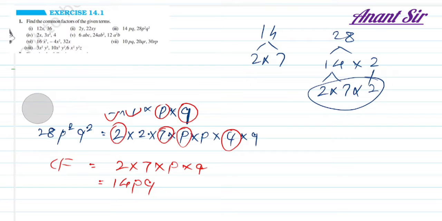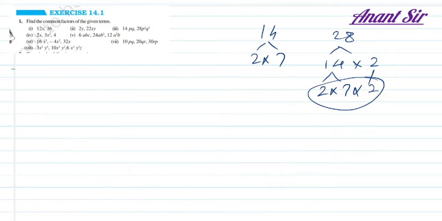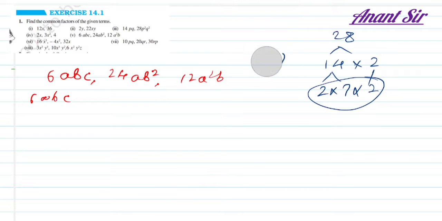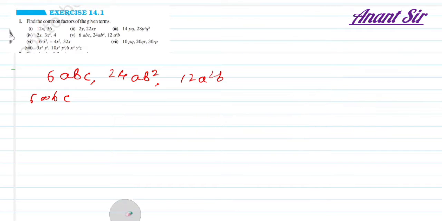So we move on to the next question, question number 5. So question 5 is 6abc, 24ab square and 12a square b. So 6abc, how can we write 6 as a product of 2 prime numbers? Very easy, 6 you can write as 2 times 3. So I am writing it as 2 times 3. Then there is one a, there is one b, and there is one c.